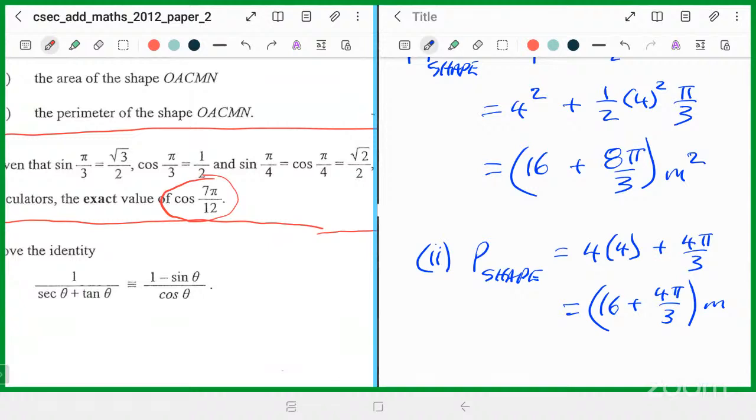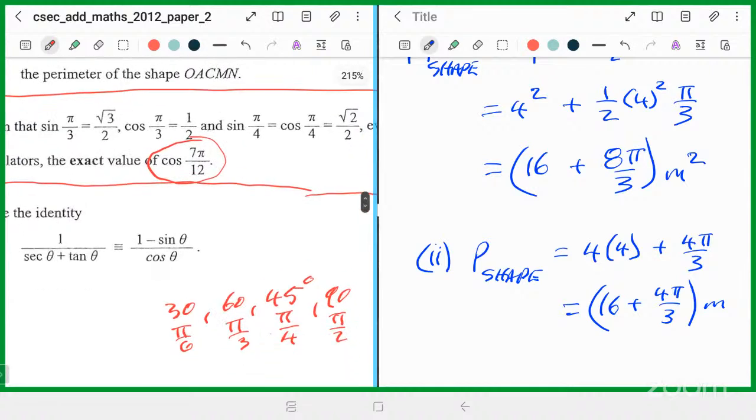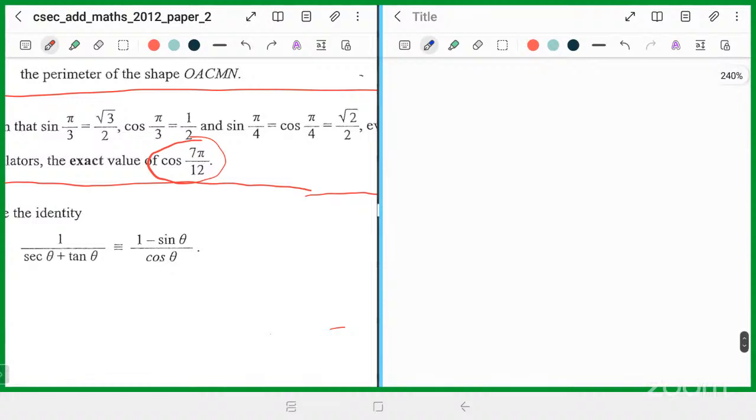Sine, cos, and tan for 30 degrees, 60 degrees, 45 degrees, 90 degrees. This pi by 3 is the 60 degrees. This is pi by 3, this is pi by 6, this is pi by 4, this is pi by 2. You need to know all of those in your head. The more things you know, the better. All right? So we want to work this out now. We want to split up this angle into common angles.